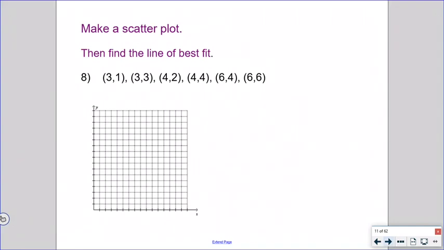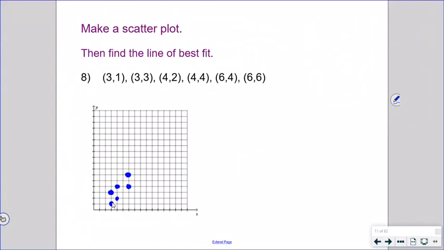All right, so let's do this one together. Let's do what that handsome lad in the video told us to do. Graph these points: 3, 1, so right 3, up 1; 3, 3, right 3, up 3; 4, 2, which is right 4, up 2; 4, 4, there's that point right there; 6, 4; and 6, 6. Again, if you need to pause this to let everybody catch up, please do.